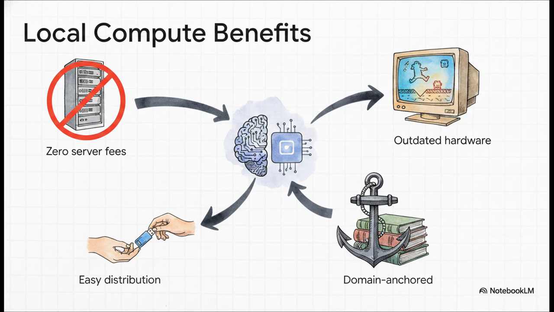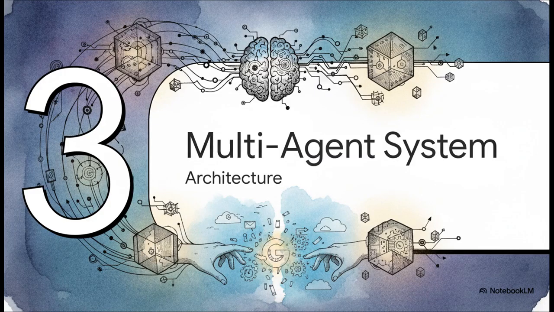First off, 0 variable cost. No server fees, period. Second is frictionless distribution. The engine actually saves the interactive game as a single .html file. This means teachers can literally just pass these files around on a cheap USB flash drive or over a local Bluetooth network. Third, we've got domain-anchored grounding, meaning the AI is tied strictly to the local curriculum. And finally, because these are just basic web files, you can play them on totally outdated hardware running old web browsers.